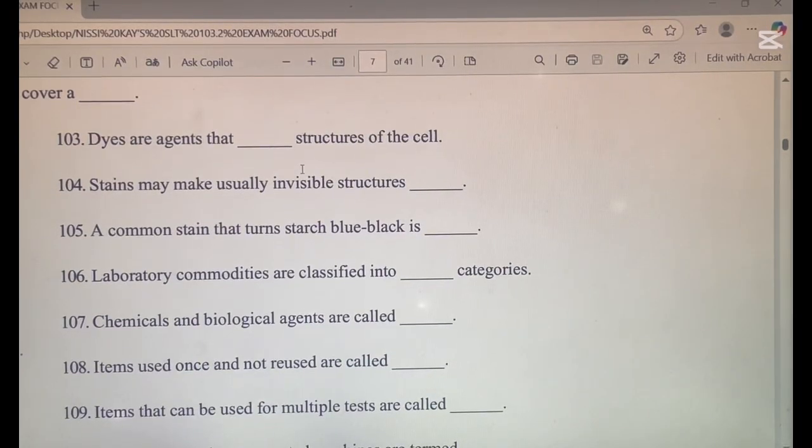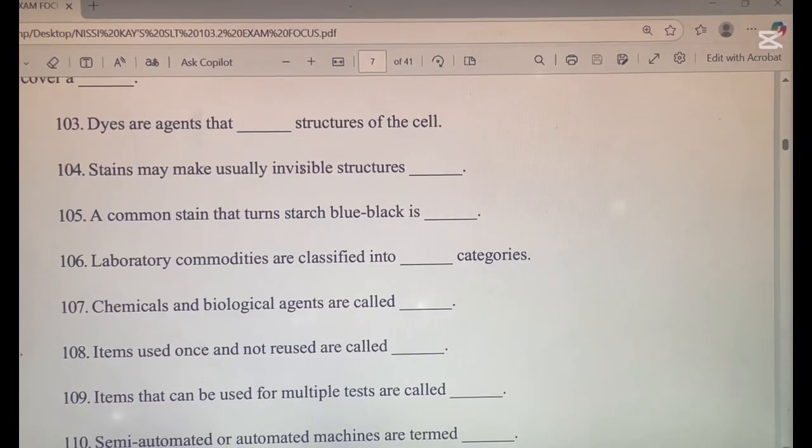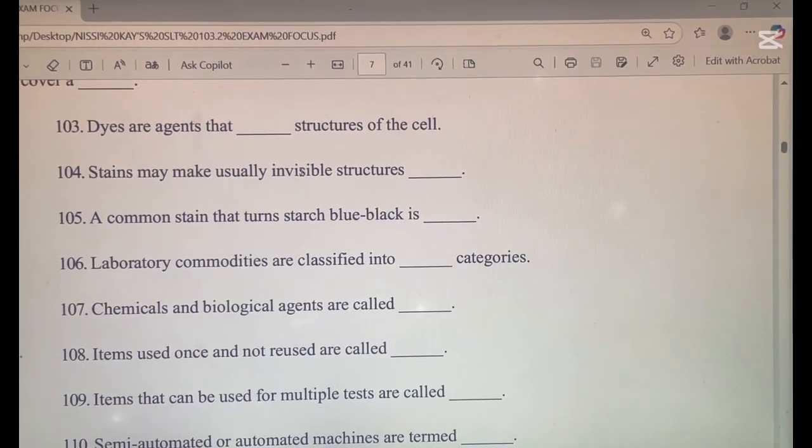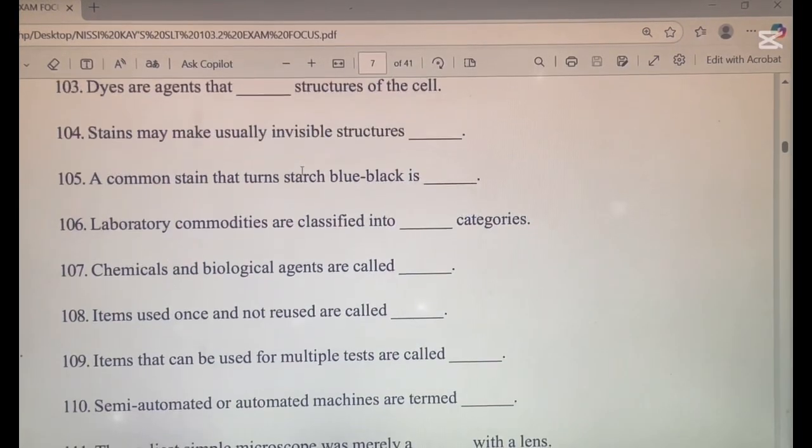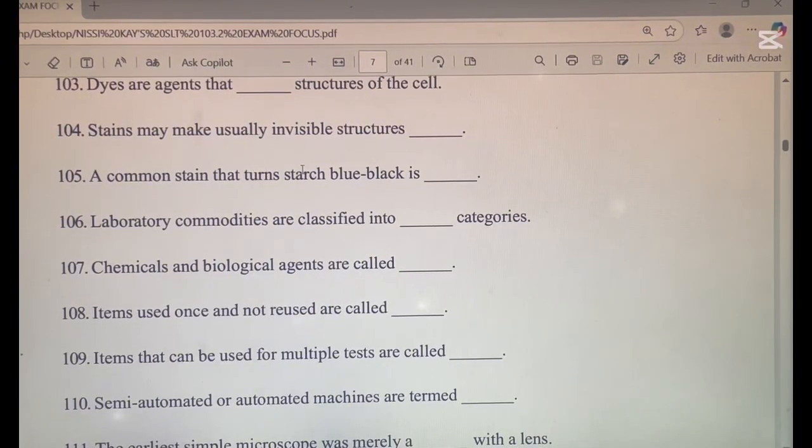Now, stains may make usually invisible structures visible. So when you stain a particular microorganism or a particular structure, it will make a structure that is usually invisible to be visible. Now, a common stain that turns starch blue black is known as iodine.